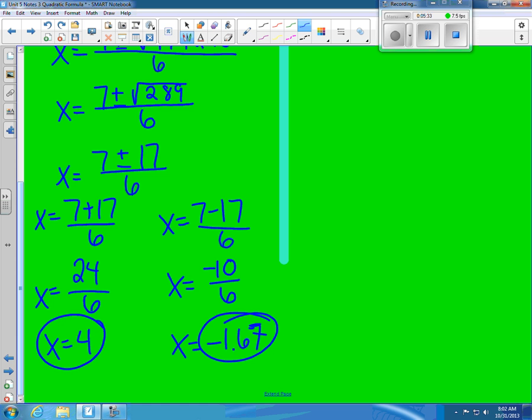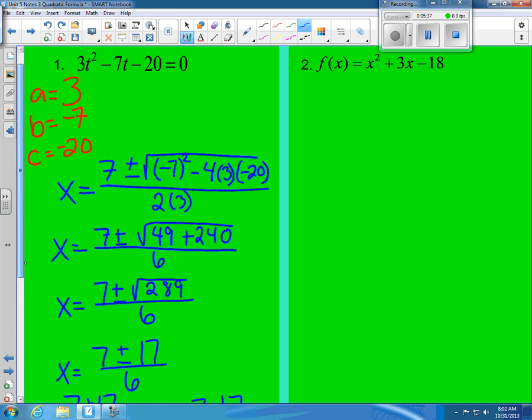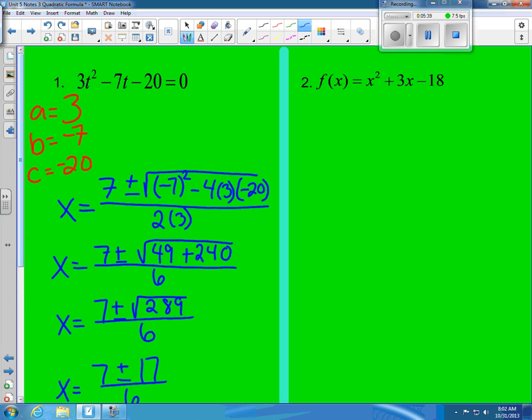So after we plug it in, it's just doing a lot of calculations. Let's go ahead and give problem 2 a try. Notice problem 2 is set up as f of x, which is just fine. So we're going to start off by finding out what our a, b, and c equal. Well, there's no number in front of our x squared term, so that's going to lead us to believe that a is 1, b is positive 3, and c is negative 18.